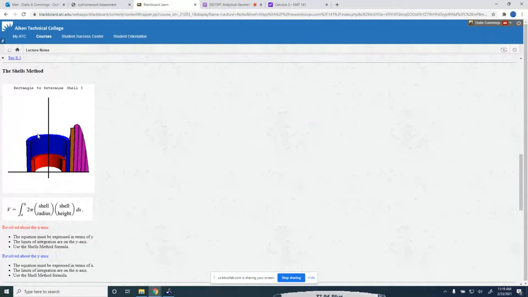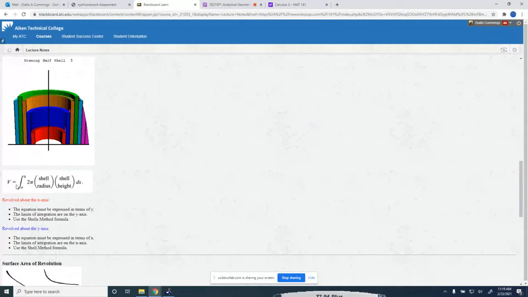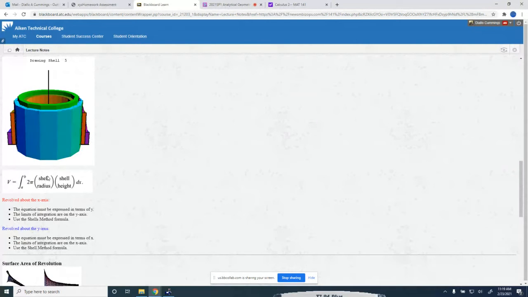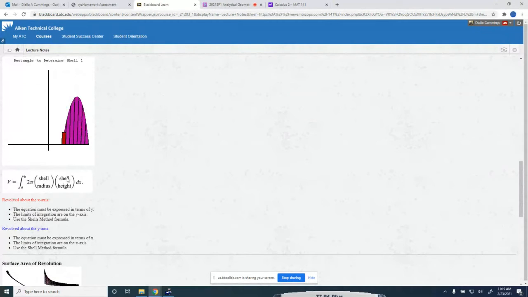If you're using the shell method, notice that this is the formula for volume. The volume is equal to the integral from a to b of 2 times pi times the shell's radius. The shell's radius is usually x or y, times the shell's height, which is generally your function, dx. So notice that the formula for using the shell method and the formula for the disk method are different. Also, the stipulations are different.